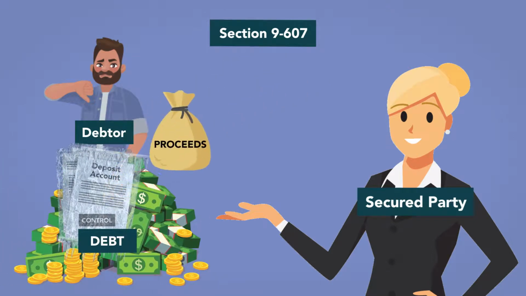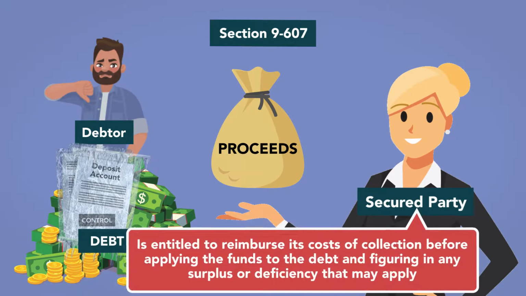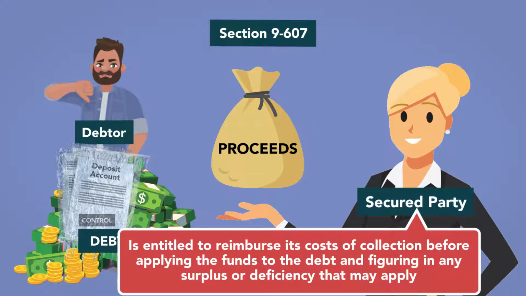Proceeds from the disposition of collateral are likewise collectible. The secured party is entitled to reimburse its costs of collection before applying the funds to the debt and figuring in any surplus or deficiency that may apply.